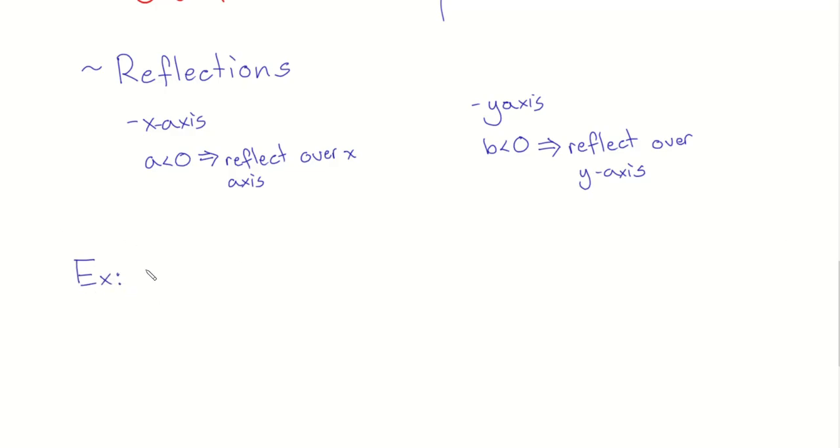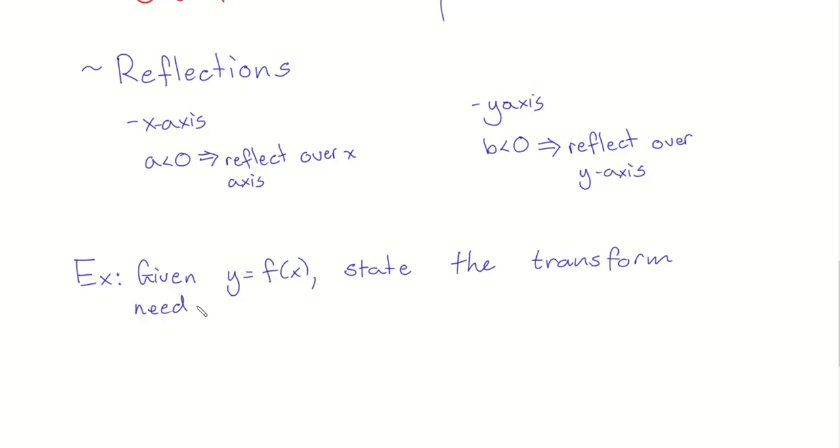For this example, I'm going to be kind of wordy with it, but we're going to say given f of x, given y equals f of x. So it's just some graph that's defined by this function f. I want you to do a couple different things. For this first one, we will state the transformations needed to obtain a new function that we'll call h of x.